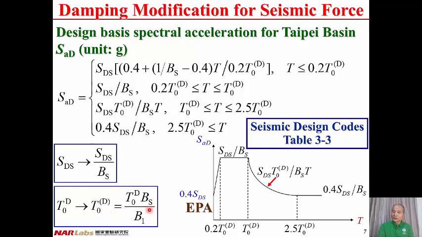With the corner period T0(D), the relationship between SAD, the design basis spectral acceleration, and the structural vibration period is divided into 4 segments. The first segment increases linearly with the structural vibration period T. The second segment is a constant. The design basis spectral acceleration is constant. In the third segment, the design basis spectral acceleration is inversely proportional to the structural vibration period T. The fourth segment is the lower bound for the spectral acceleration equal to 0.4 SDS divided by BS.